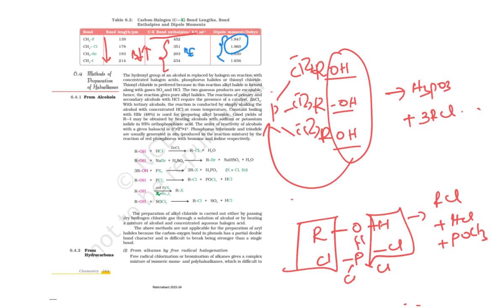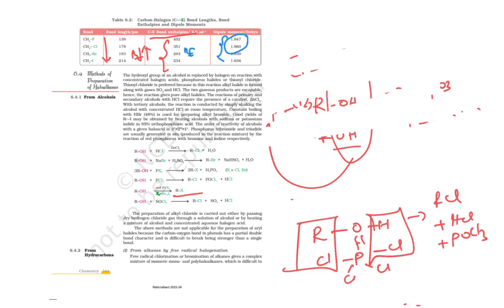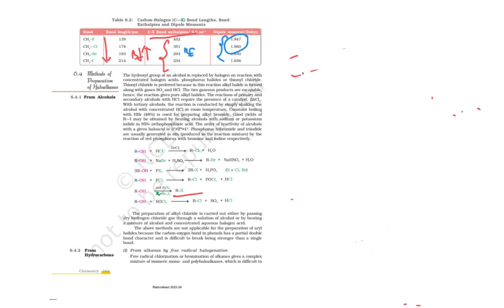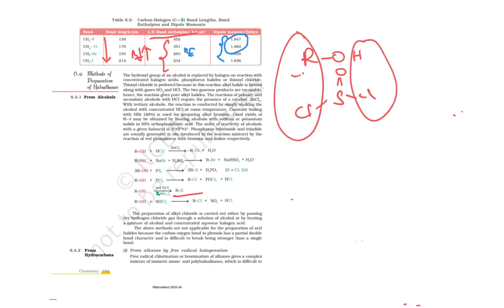Next, it is going to react with red phosphorus. Red phosphorus reacts with whatever the halogen, and it is going to form its alkyl halide. Then one more reaction I will explain in a simple way: your alcohol reacts with SOCl2. Look here, so this is your ROH, this is your Cl. This reacts with this one, and there is a formation of RCl plus SO2 plus HCl.